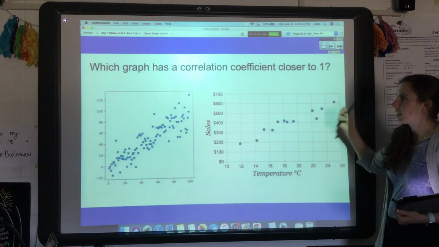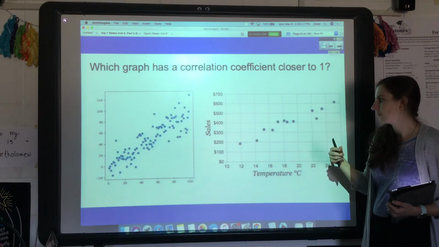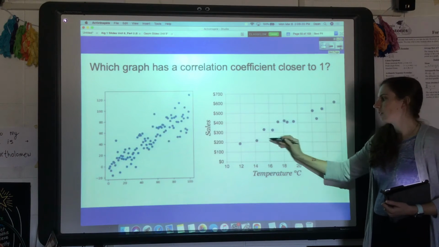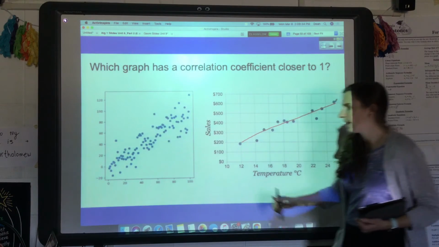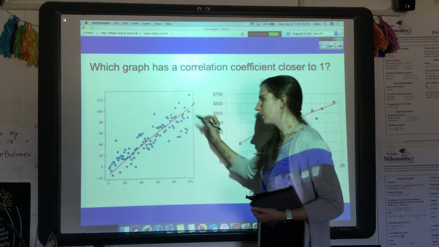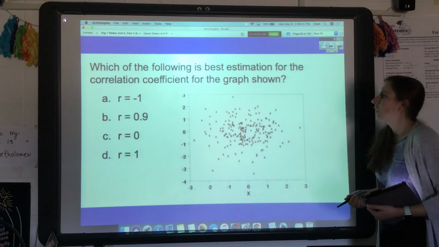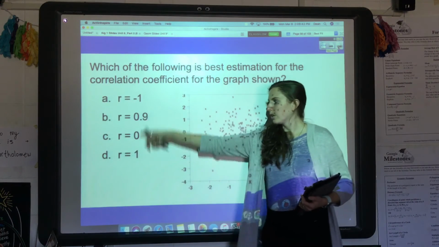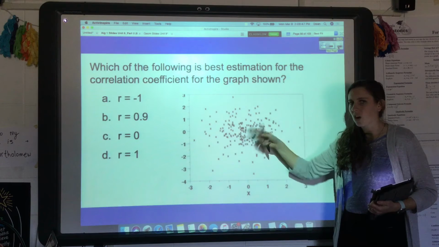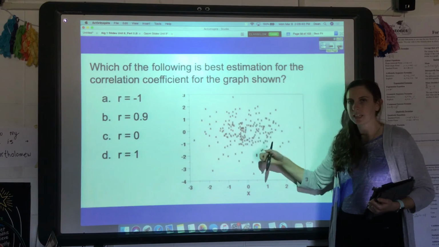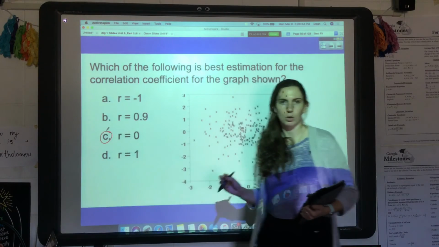Which of these do you think would have a correlation coefficient or R value closer to 1? It would probably be this one, because this one is tighter. It's closer to the regression line. This data is still a positive correlation, but it's a little more spread out. Which of these do you think would best represent this data? This data is all over the place. I have no idea even where to draw the line through that, and so it would have an R value of 0. There is no correlation there.